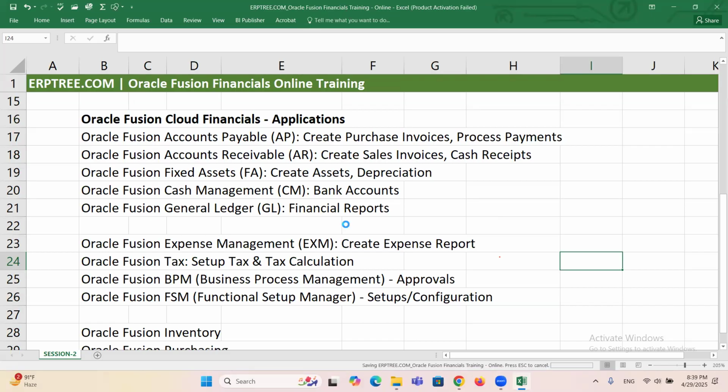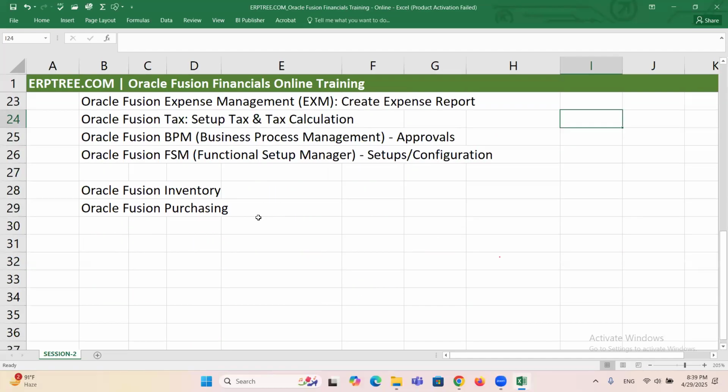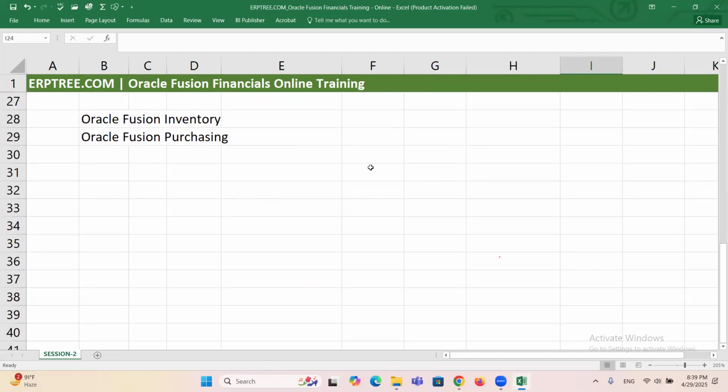Okay, no questions. Great. Now, we are talking about financials. Let's try to understand what the different product families are that we have from Oracle.